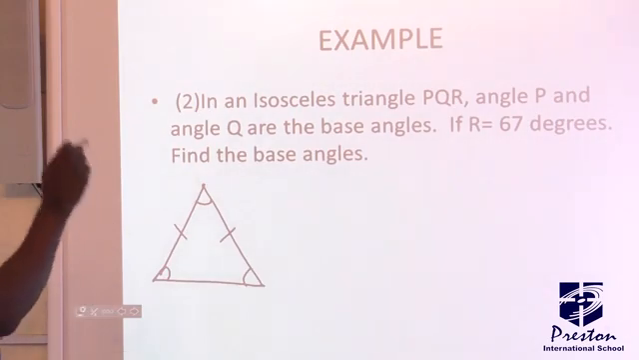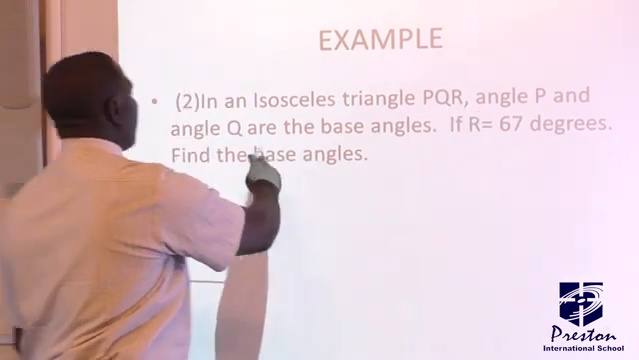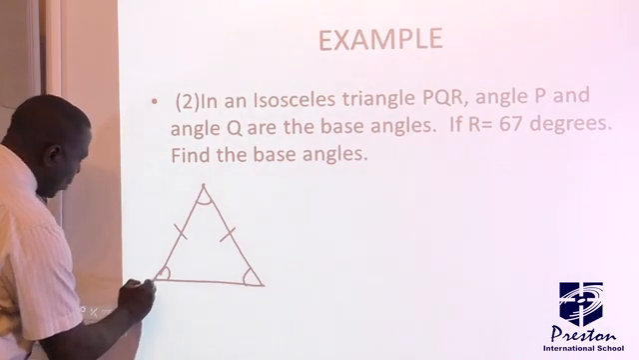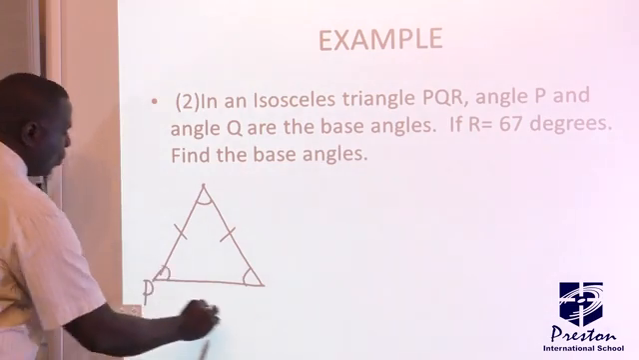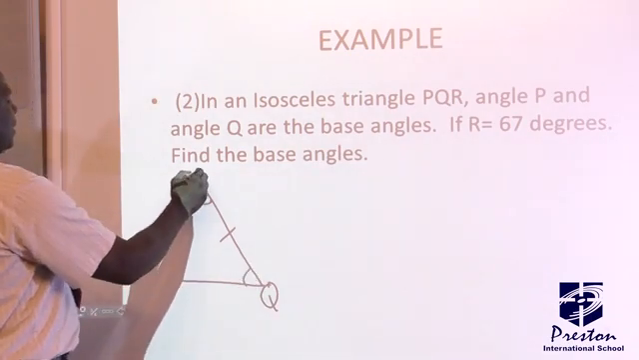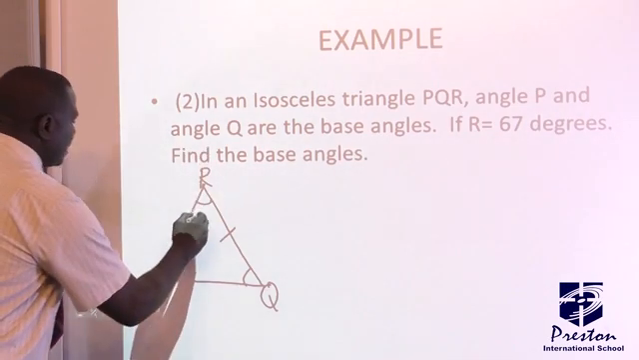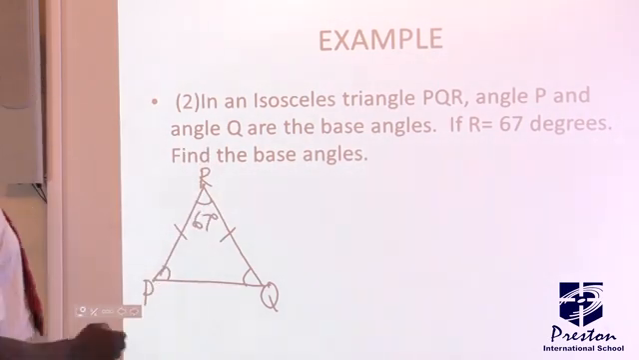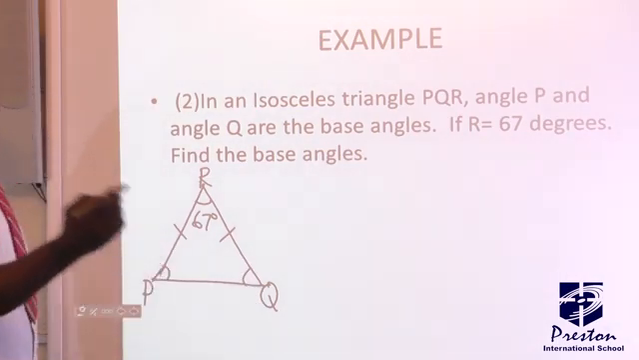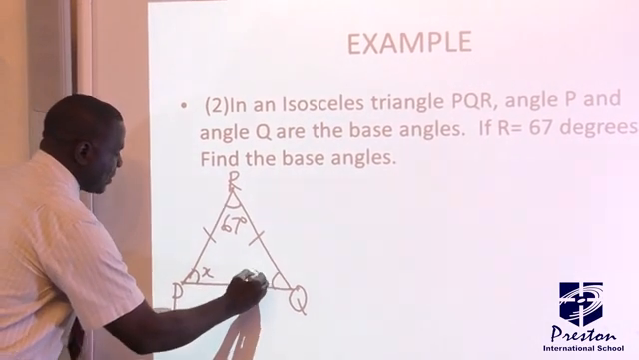In this question, before you name this isosceles triangle, don't forget, they said angle P and angle Q are the base angles. So definitely P must be here as a base angle, and Q must be here as the other base angle. Then at the vertex is your R, and R is giving us 67 degrees. Now they ask us to find the base angle. According to the theorem, they are equal, so I can represent them with the letter X.